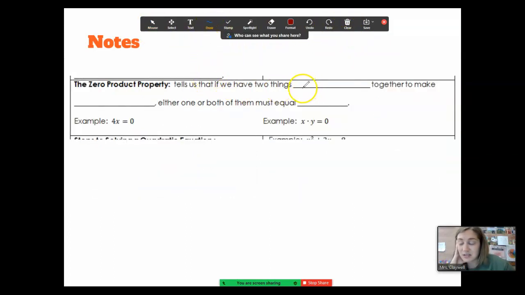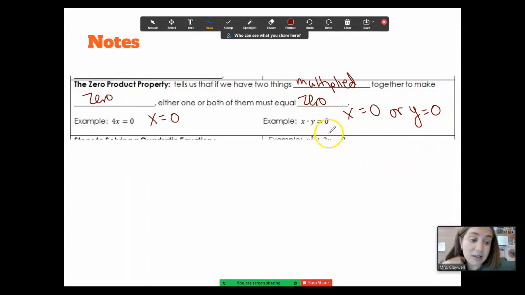The zero product property tells us that when we have two things multiplied together to make 0, either or both of them must equal 0. So here, x equals 0 or y equals 0. Because if x equals 0, regardless of what y equals, the output would still be 0, and if y equals 0, regardless of what x equals, the output would still be 0.